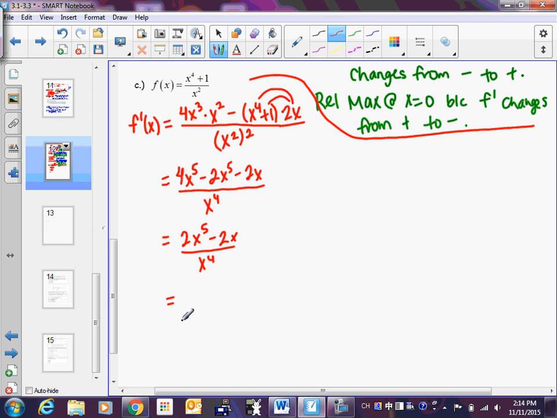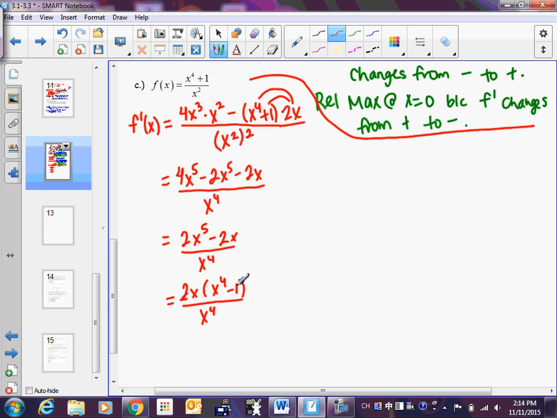And even if you can factor, you want to do that. So what can I factor out of the numerator? 2x. So I would have x to the 4th minus 1. And you can actually keep going. You can factor x to the 4th minus 1 into difference of squares. I'm not going to do that, but you could keep going there.